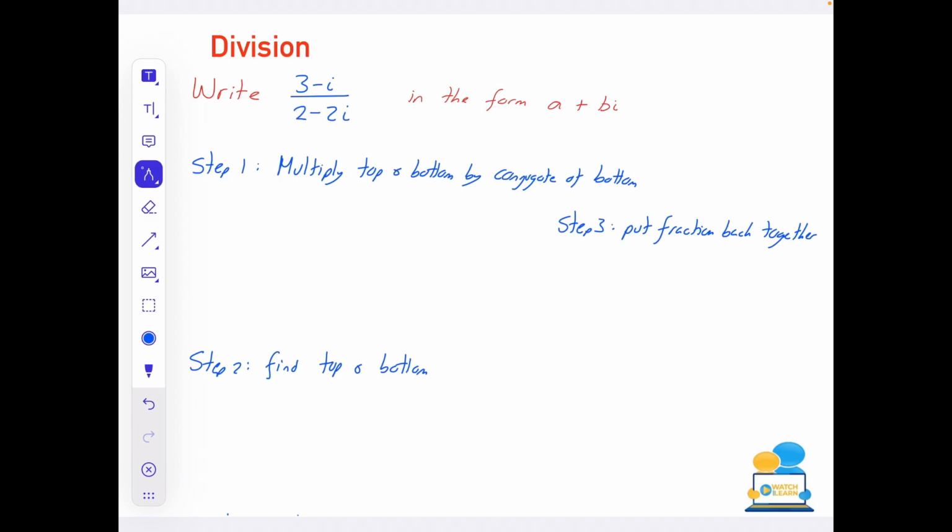Okay, so if you want to give it a go, which I really strongly advise, pause the video and give it your best attempt. If you get stuck, obviously resume the video, try and get the next step, and see how far you can get. So first step, I'm going to rewrite my fraction, but I'm going to multiply top and bottom by the conjugate of the bottom. Conjugate of the bottom, in this case, will be 2 plus 2i. Just change that minus sign to a plus.